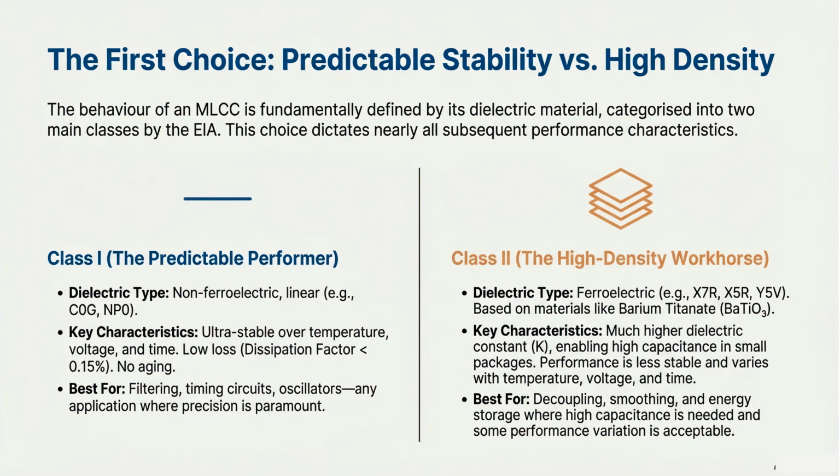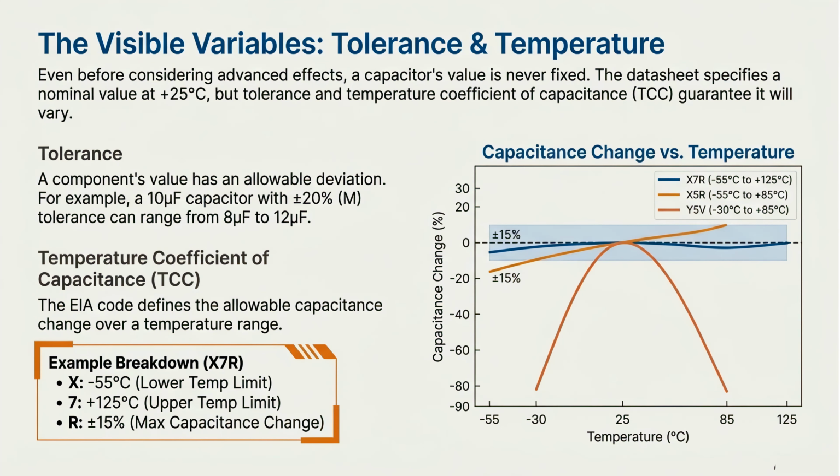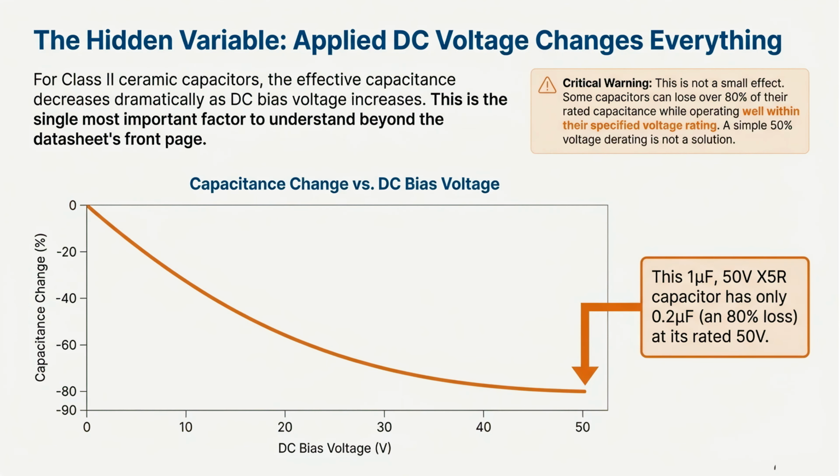The behavior of an MLCC is defined by its dielectric material, categorized into two main classes by the EIA. Class 1 offers predictable, linear performance, best for precision circuits. Even before advanced effects, a capacitor's value varies. Tolerance and the temperature coefficient of capacitance, or TCC, guarantee it will vary from the nominal value specified at 25 degrees Celsius. For Class 2 capacitors, applied DC bias voltage is the single most important factor beyond the datasheet.